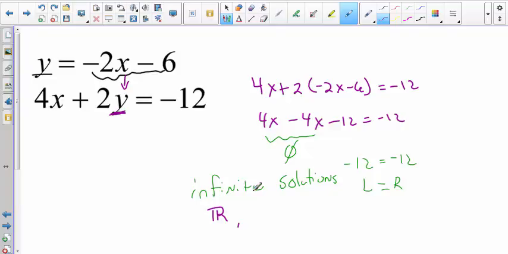All right. So this concludes looking at solving a system with one equation in slope-intercept form and one equation in standard form.